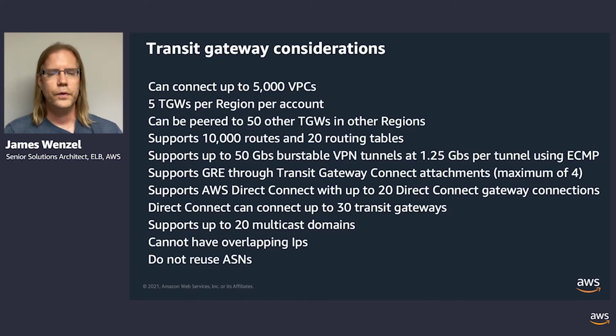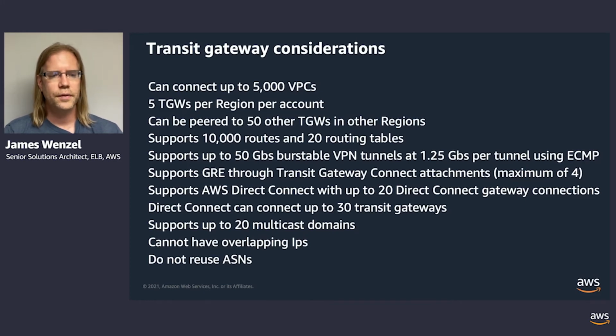I also mentioned before that it will support a 50 gig burstable ECMP 1.25 gig VPN tunneling system. I know that was a lot, but each tunnel is 1.25 gigs. You can have, I think, up to 40 of them. That gives you about 50 gigs burstable. They don't have to all go to the same location. You can chop that bandwidth up and send it to different locations.